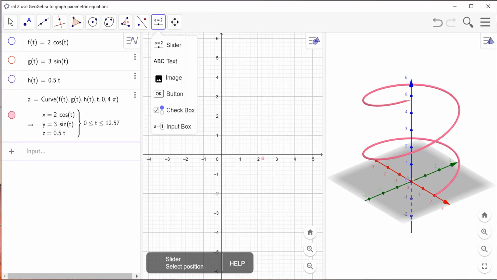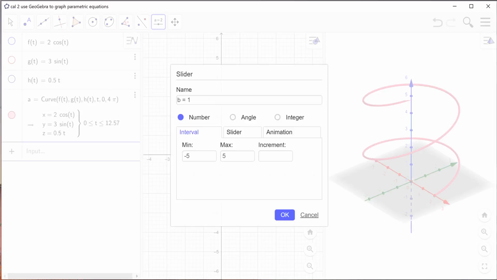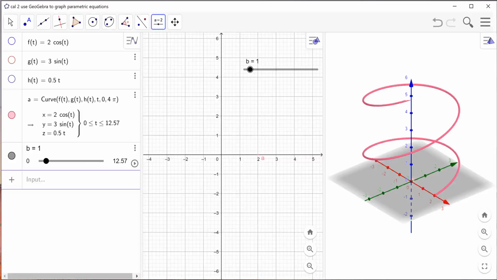So we click the slider and we click anywhere in the middle window, because it's asking where you want to have your slider. Let's call it B. B is the point that moves. We want to define the values from 0 to 4 pi, and for the increment, let's do 0.01. Okay, so this is slider B.